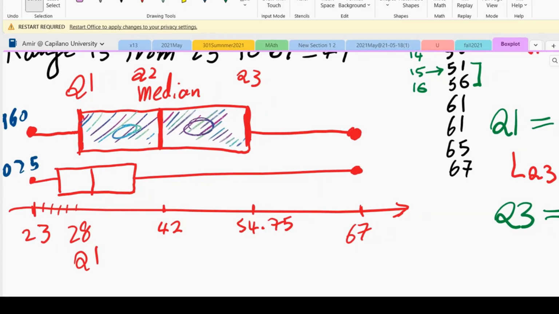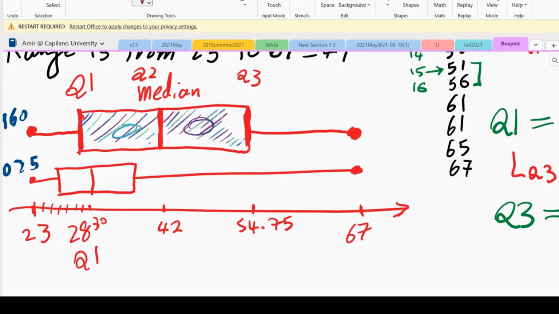Yes. So before, half of the people were getting 42 or less than 42, but now half of the people are getting less than 30. So definitely, people have gotten poorer. Yeah. What else?